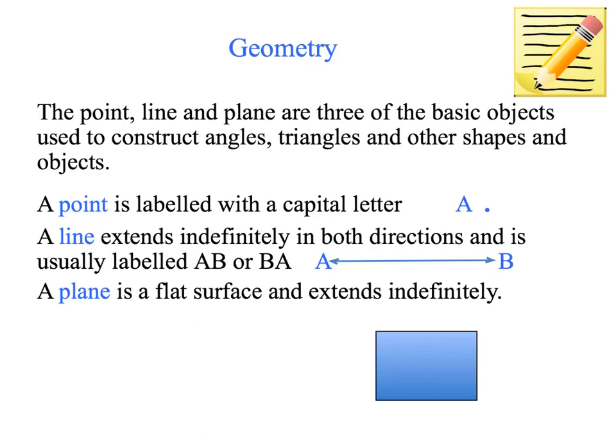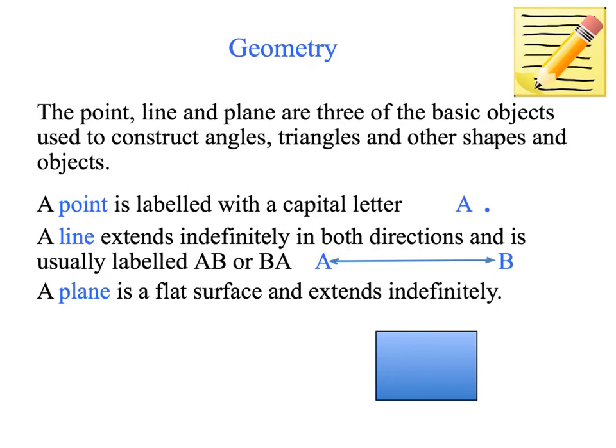So a point is just labelled with a capital letter. Obviously a point is what you know of as a point, and we label those with capital letters, starting with the letter A. The line is something that extends indefinitely in both directions, and it's usually labelled AB or BA. So this line here is labelled AB. You can read it from left to right or from right to left. And it's important to understand that it extends indefinitely in both directions because there is a thing called a line segment, and you need to not be confused with those two.